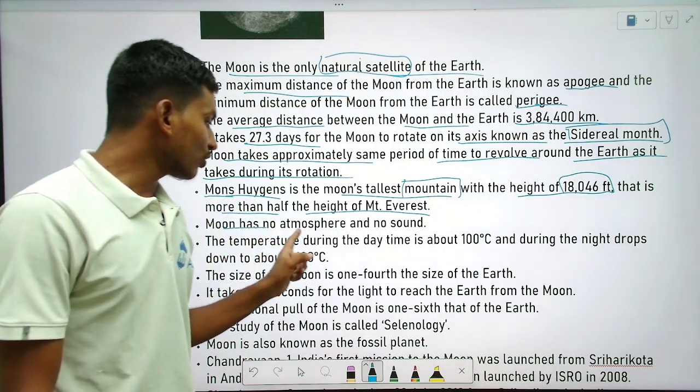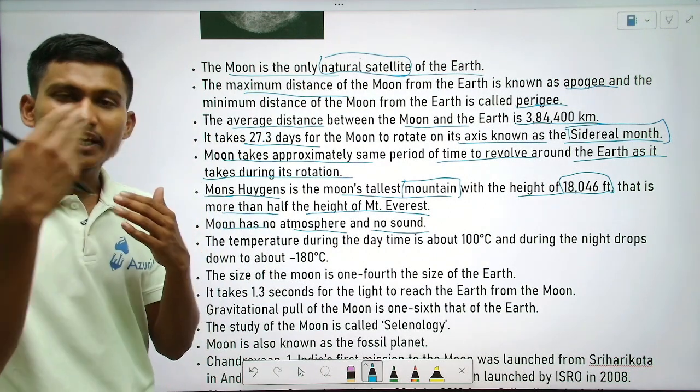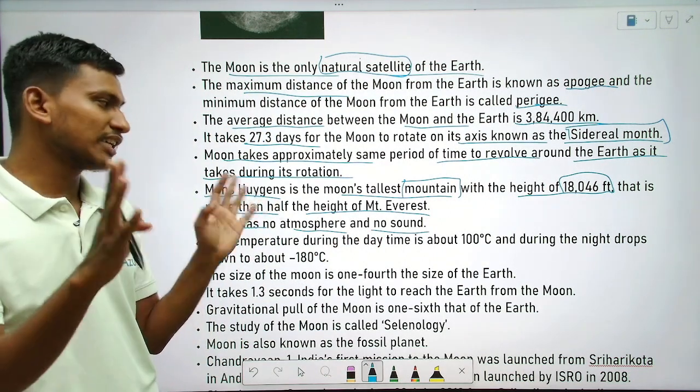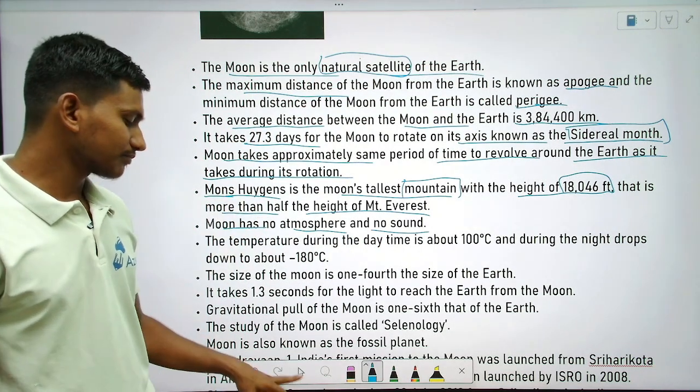The moon has no atmosphere and no sound. If there is no atmosphere, sound cannot travel, right? So that is why you cannot hear anything on the moon. Okay, so the moon has no atmosphere.